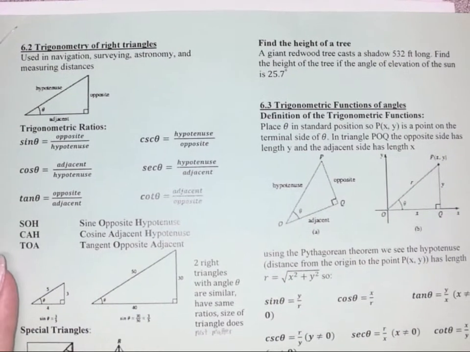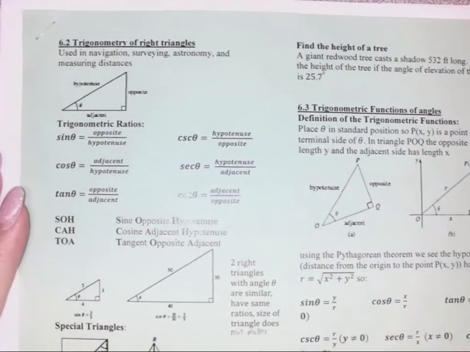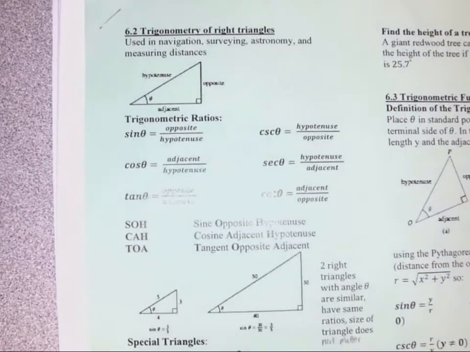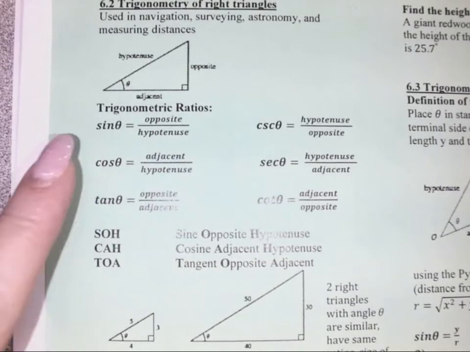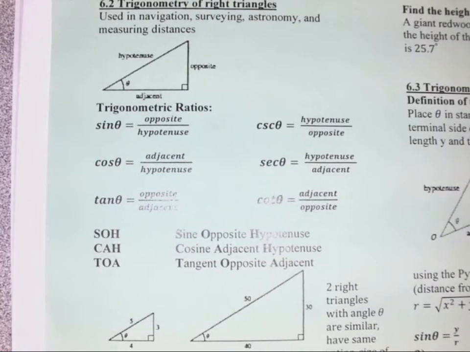We're talking about trigonometry of right triangles. These are going to be used in navigation, surveying, astronomy, and measuring distances. So this is where we are learning some of the things we can do with a right triangle versus one that is not. And part of that is the trig ratios.